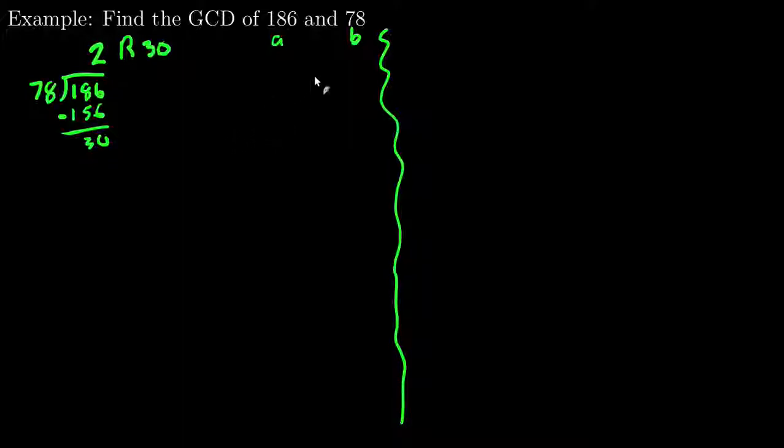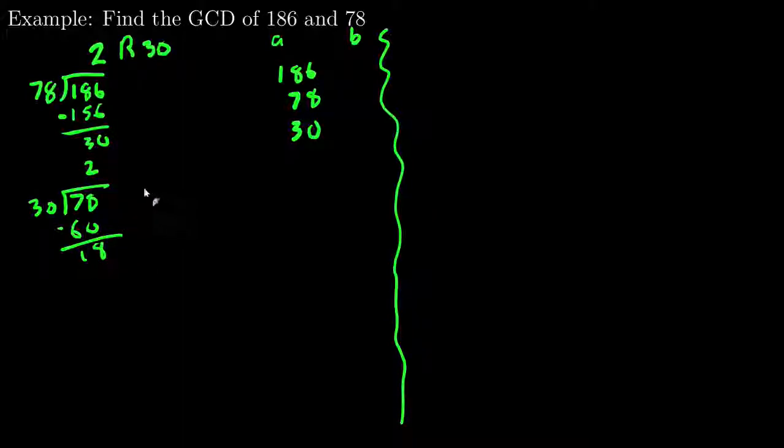So in here, now I like keeping a little list. I have 186, 78, divided those, got to 30. So now I'll do 78 divided by 30. And 30 goes into 78 2 times. 2 times 30 is 60. Subtract. And my remainder here is 18.